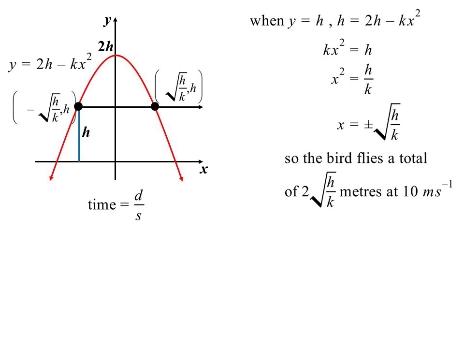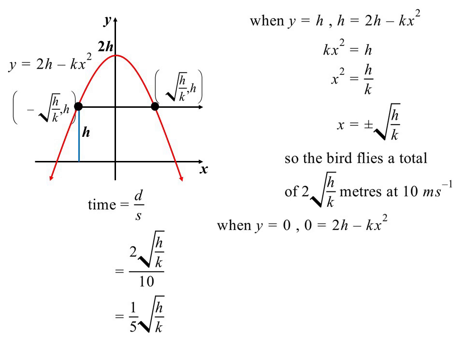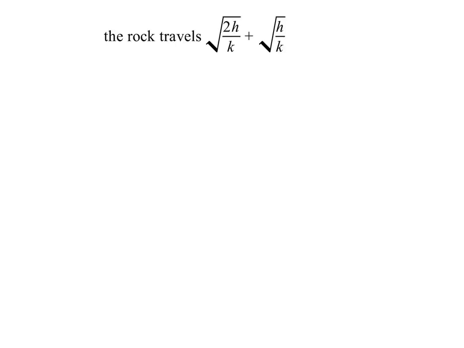Speed equals distance over time, rearranging that, time equals distance over speed. So it's 1/5 root h on k. Let's find these x-intercepts. So when y equals 0, and I now have the x-intercepts. So I know the starting point. So that's where I'm throwing the stone from. I now know horizontally how far the rock travels. I'll add that to the root h on k, and that's how far the rock travels.